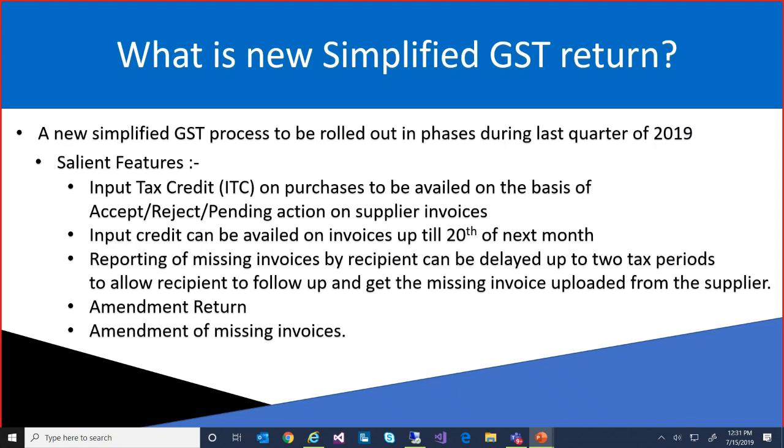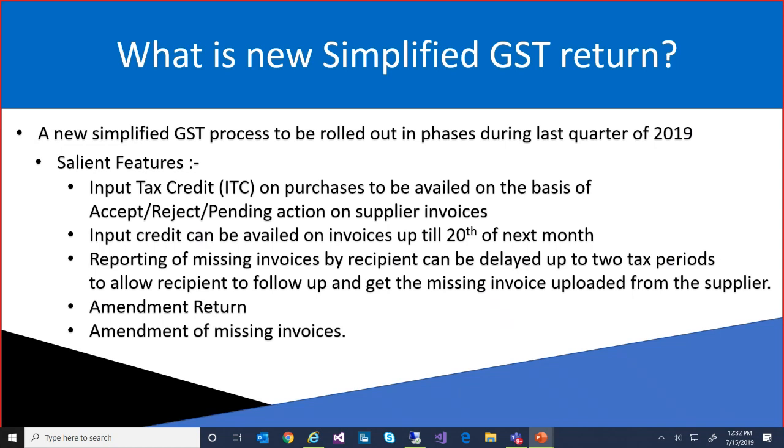Your supplier can upload the information till the 10th of the next month, and then you can take action from the 11th to the 20th. You can reject or accept, whatever action you can take. So this is up to the 20th. Up till the 10th of the next month the details will be uploaded, and the credit will be available for those invoices uploaded on the government portal.